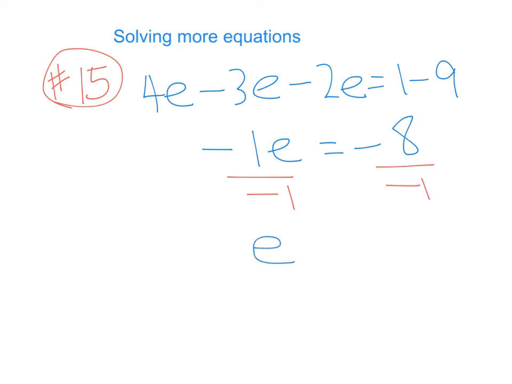So I'm using reverse operations to figure out answers. Negative 8 divided by negative 1 is positive 8. So e equals 8.